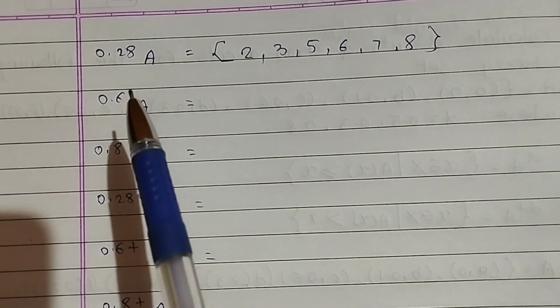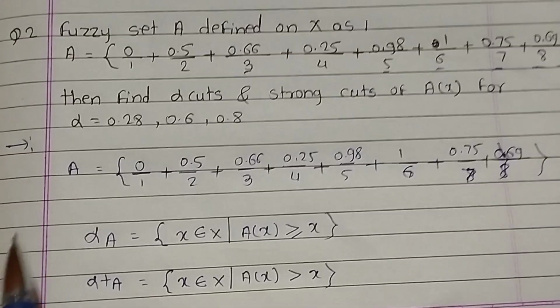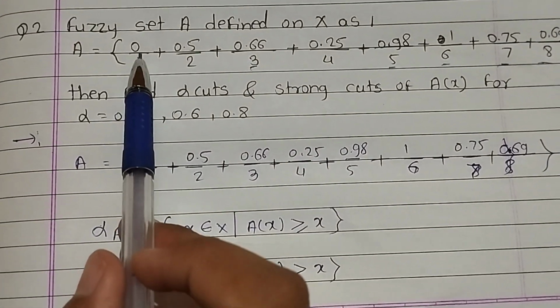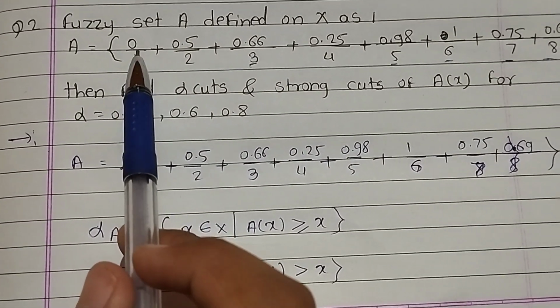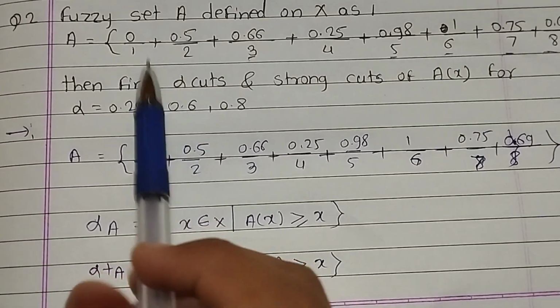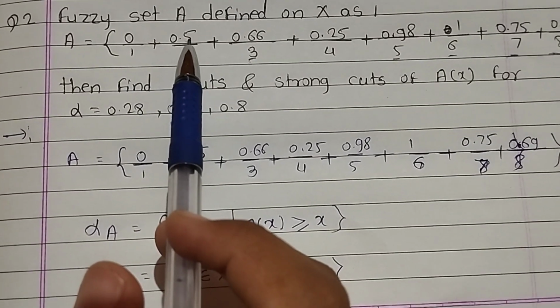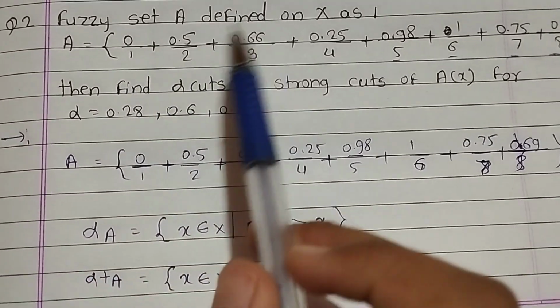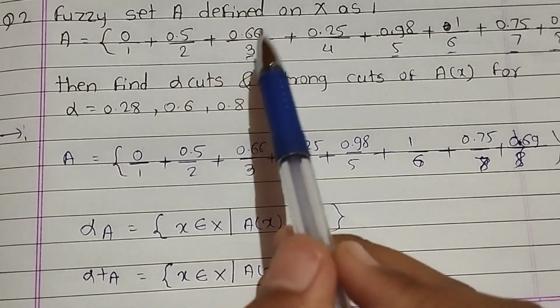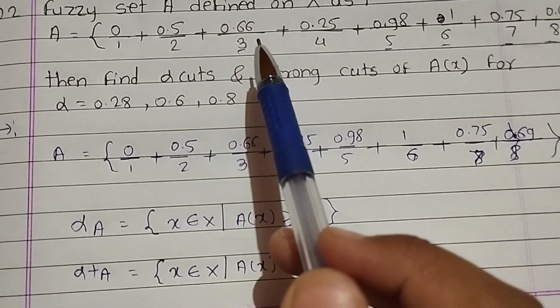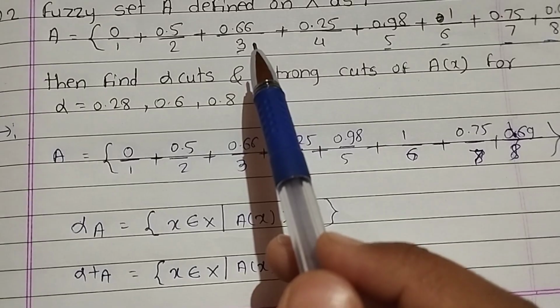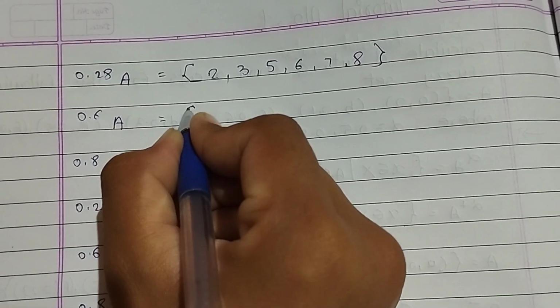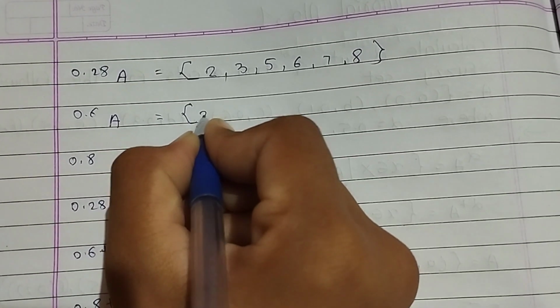Now we see for the 0.6. So again 0 is greater than equal to 0.6? No. 0.5 is greater than equal to 0.6? No. 0.66 is greater than equal to 0.6? Yes. So we write 3. So the first element of our set is 3.